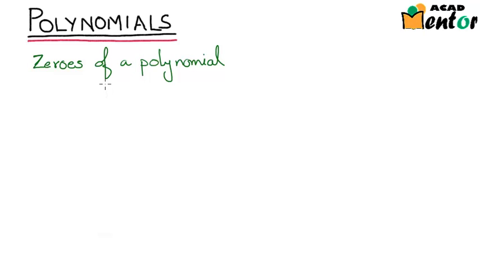Hi, let's start with our chapter on polynomials. In the previous concept, we saw what polynomials were, what we meant by the terms of a polynomial, what the degree of a polynomial meant, and so on. In this concept, we'll talk about the zeros of a polynomial.